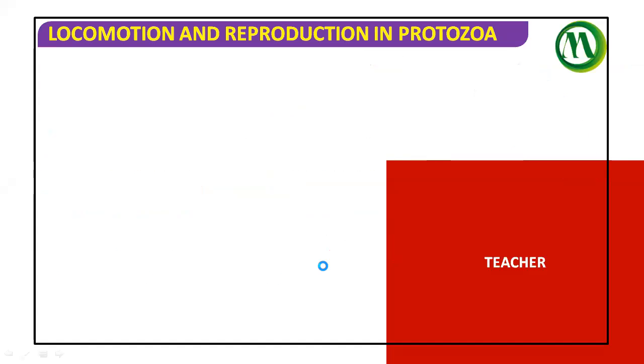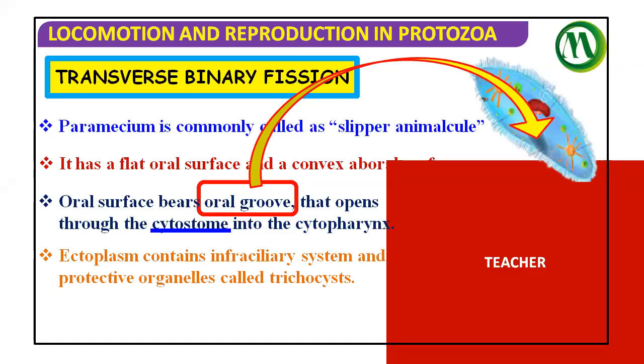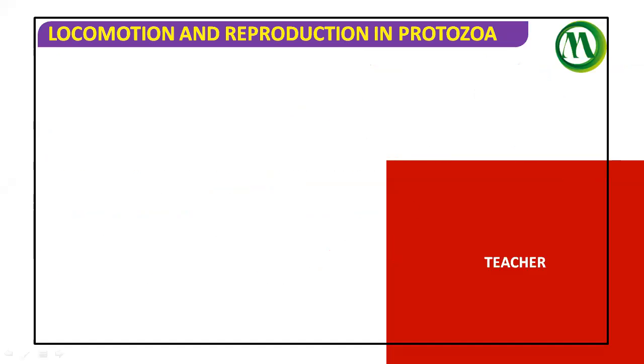As we know, the ectoplasm contains the infraciliary system. Do you remember? We learned that in locomotion in protozoa. The ectoplasm contains the infraciliary system, and protective organelles called trichocysts are present below the pellicle in the ectoplasm. They are not related to reproduction, we are just mentioning them by the way.